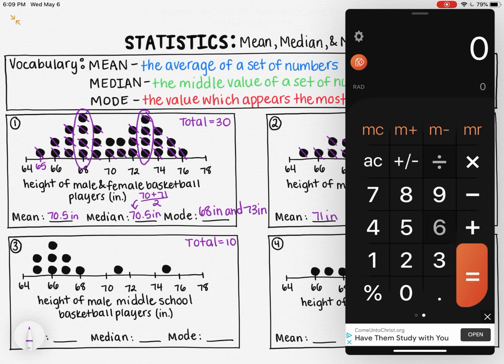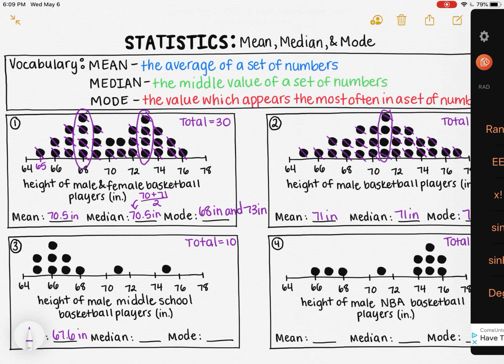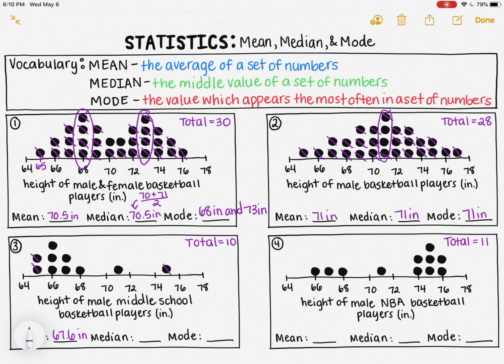Now for dot plot number 3, once again, I'm going to start with finding my mean. So I'm going to start with the 2 dots on the left, which is at 65, 65 times 2, plus 66 times 3, plus 67 times 2, plus 68. There's 1 at 71 and 1 at 75. And then the total number of dots here is 10, so I'll divide by 10. And that gives me a mean of 67.6 inches.